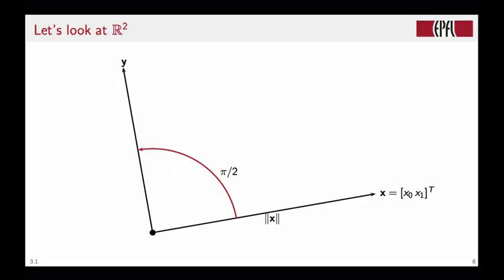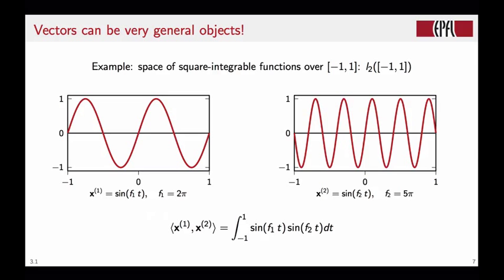There is a particular configuration when the vectors have a right angle. So when alpha is equal to pi over 2, sometimes this is written here with a dot or with a notation like this. This shows that the two vectors are orthogonal to each other. Now, the point we want to emphasize here is that vectors can be very general objects.